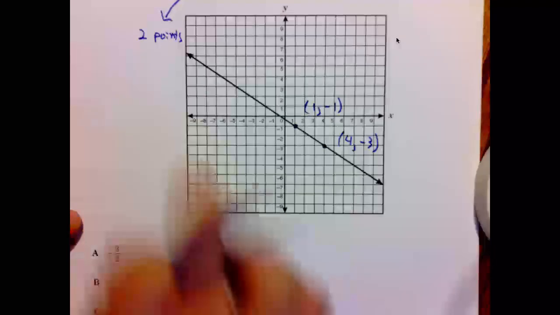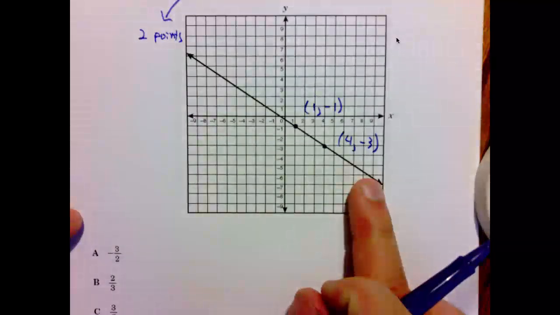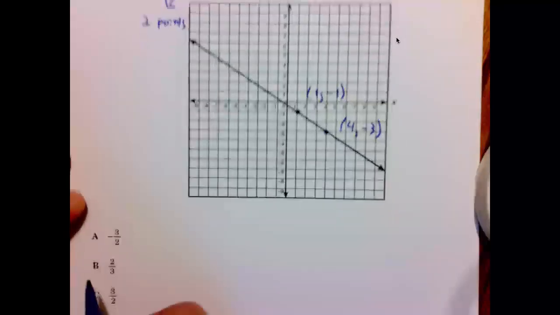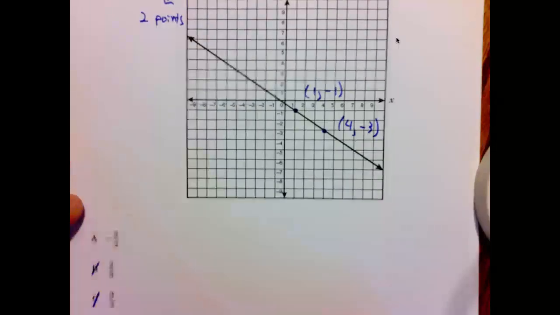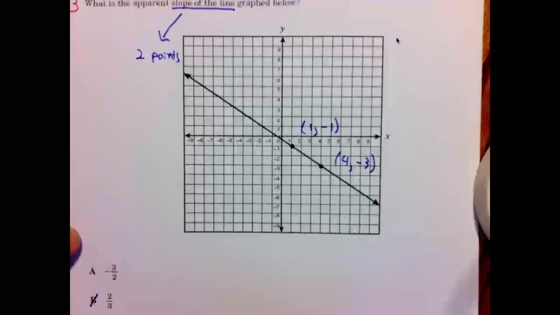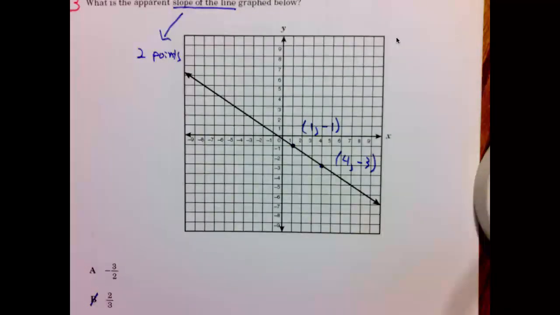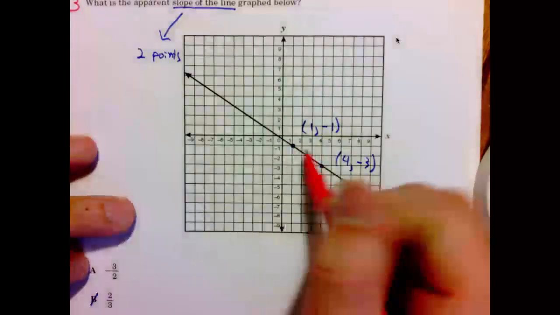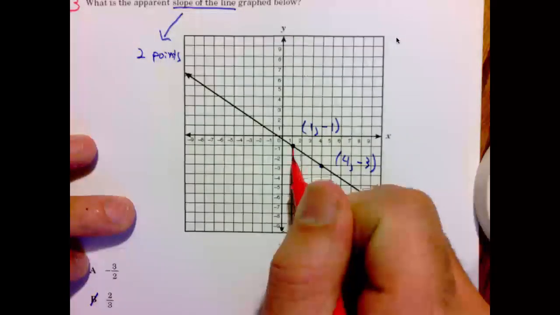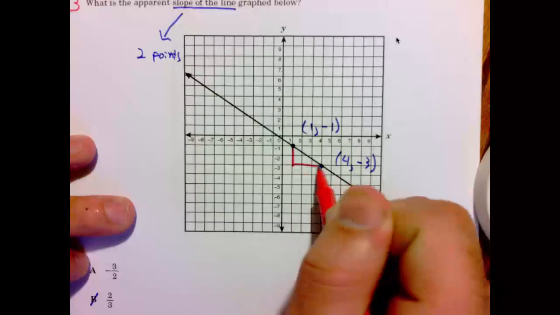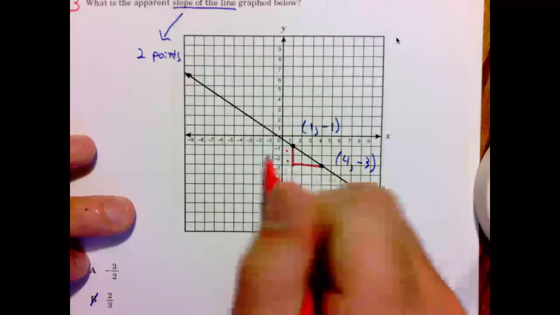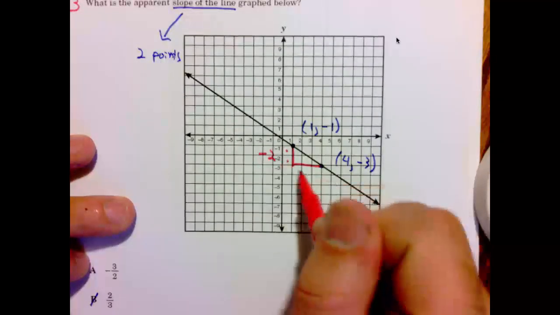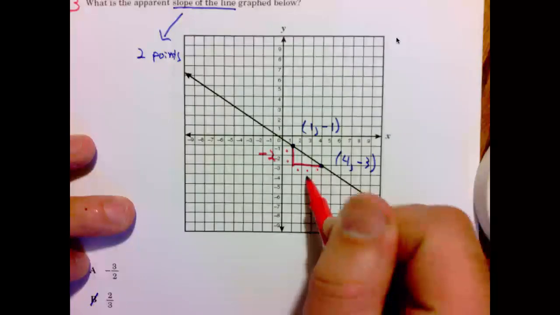First, we notice the slope is indeed negative. The line's going down. That eliminates answers B and C. From there, we can use the slope formula or count rise over run. Let me do rise over run quickly. We move down and to the right. Down 2 units, so we will call that -2. To the right 3 units, that's 3.